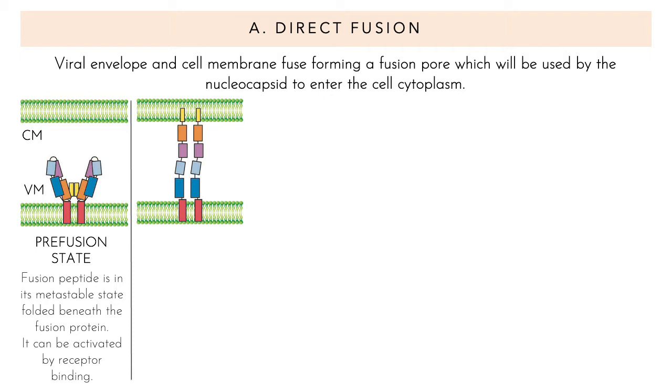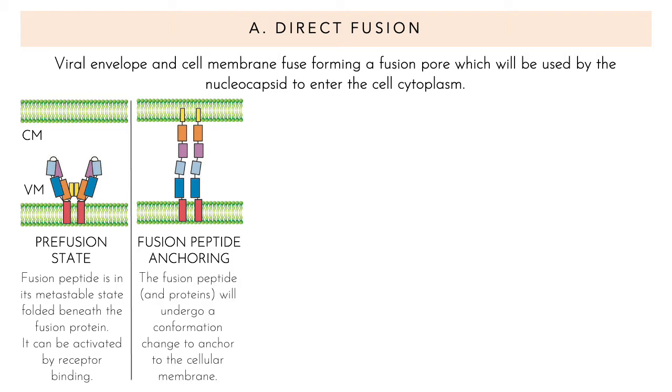This peptide, which is surrounded by other fusion proteins, can be activated by receptor binding. When this fusion peptide detects that the receptor of the virus and the receptor of the cell bind and form a bond, that ionic bond, this fusion peptide unfolds and anchors to the membrane opposite it, the cell membrane. It undergoes a conformational change and anchors it.